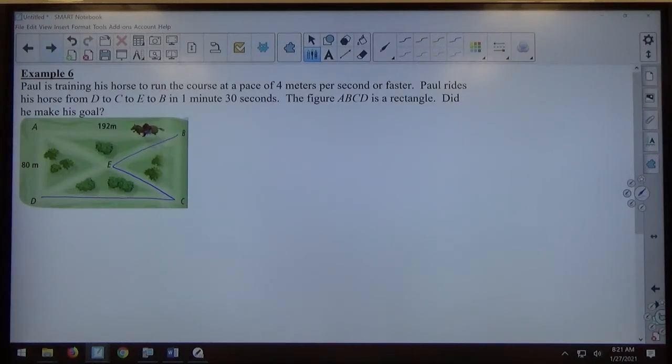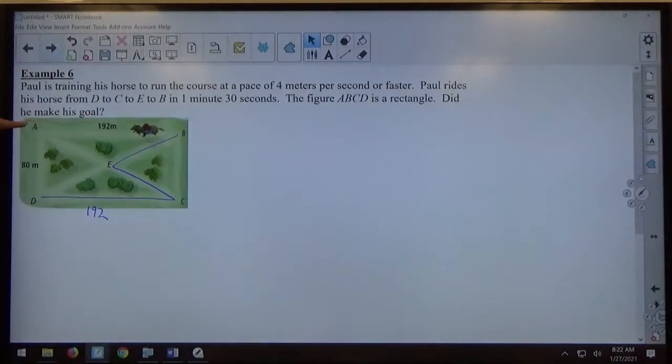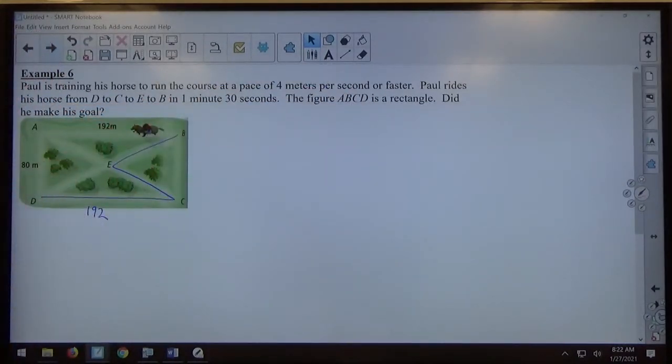All right. So how far is it from D to C? 192. Now, the other two are a little bit more tricky, so let's focus on that. This is a rectangular course. It says figure ABCD is a rectangle, so they told us that. And since it's a rectangular course, I know for a fact that AD and DC are right angles to one another. I know that AC is the hypotenuse of a right triangle.